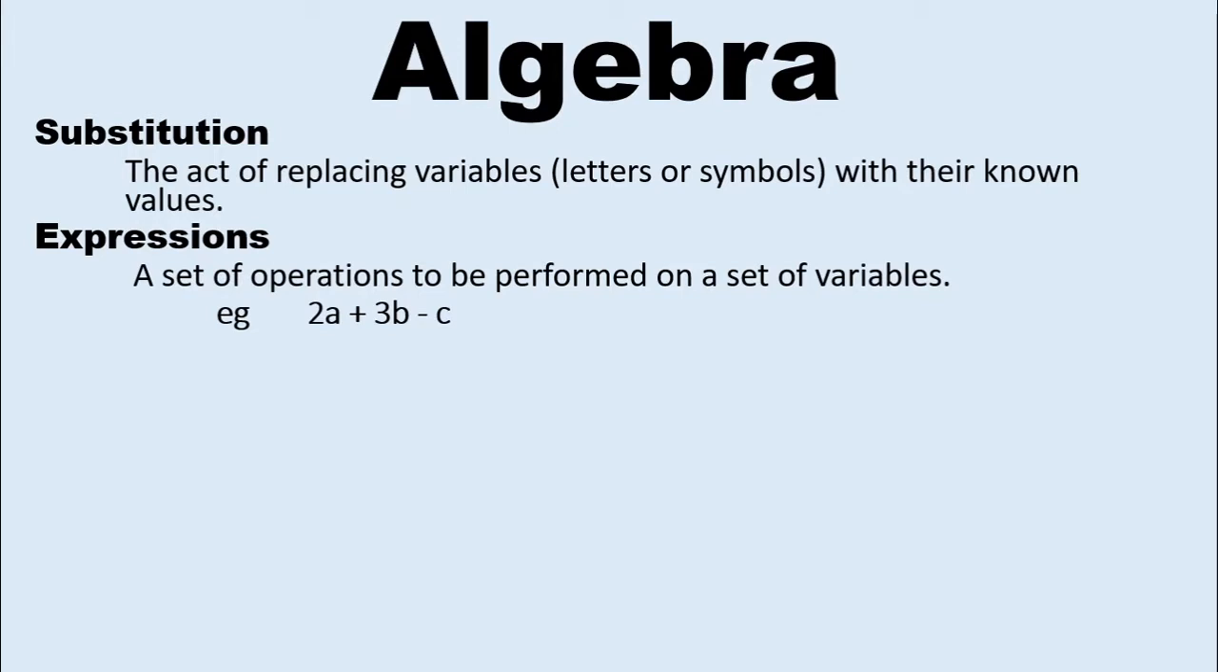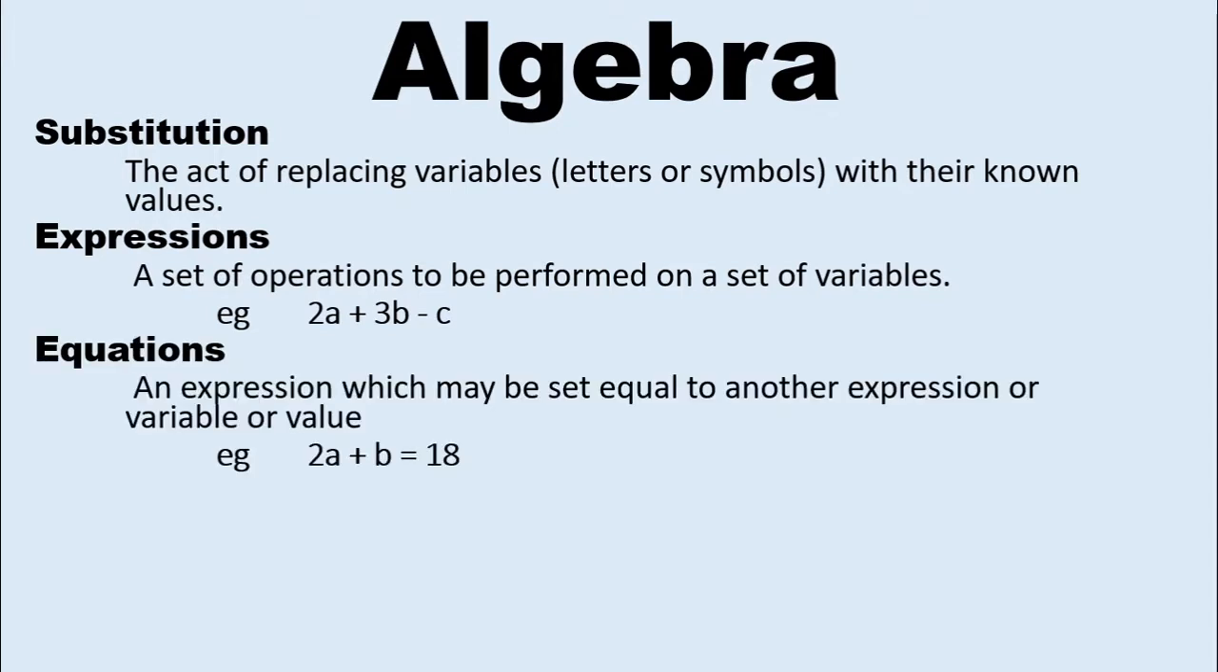If I don't know the values of A, B, and C, all I can do is try to simplify that expression, but I can't possibly solve it because I don't know what it's equal to. Equations, on the other hand, we just saw a couple of examples of equations. They are expressions which may be set equal to another expression or a variable or a value, like this example is. 2a plus b is an expression, and there's an equal sign here, so it's set equal to a value of 18. That's what makes this an equation, the fact that it's equal to something.